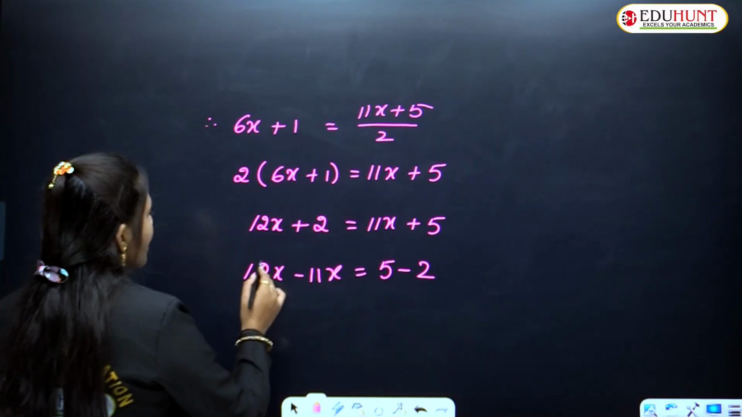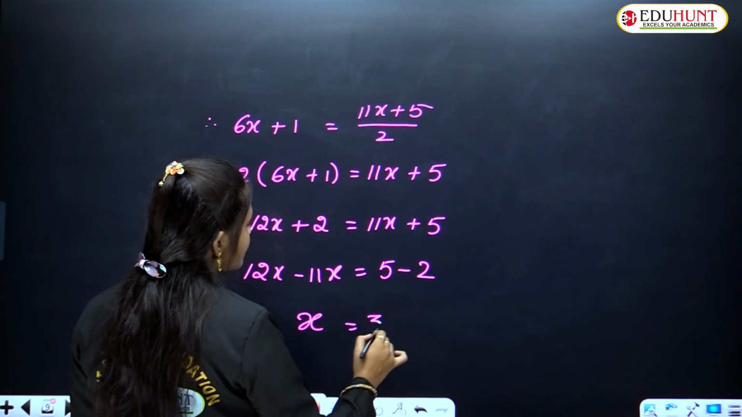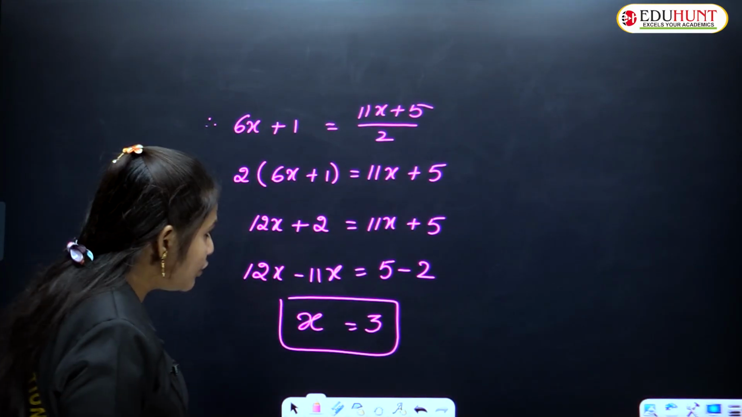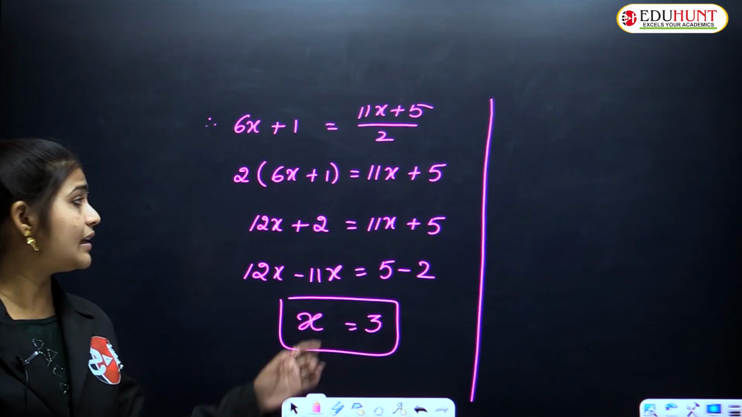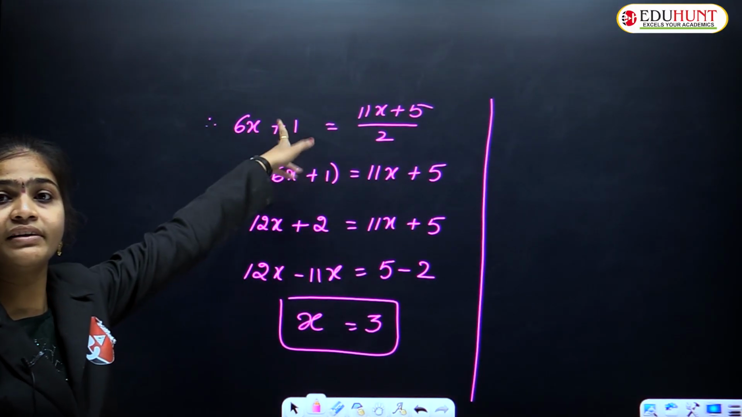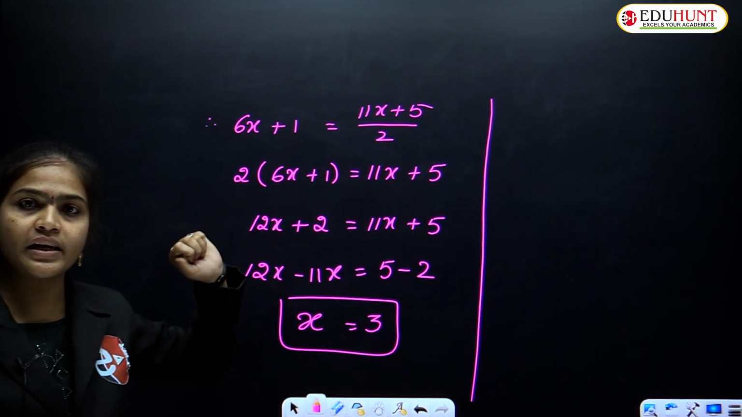Understand? Yes. 12 minus 11 is x. So x is equal to 5 minus 2, which is 3. Finally, x is equal to 3. Here, children, you may get a doubt: you said all the sides are equal in an equilateral triangle, and we got x equal to 3, but they gave two different expressions. Then how can we say those two are equal?